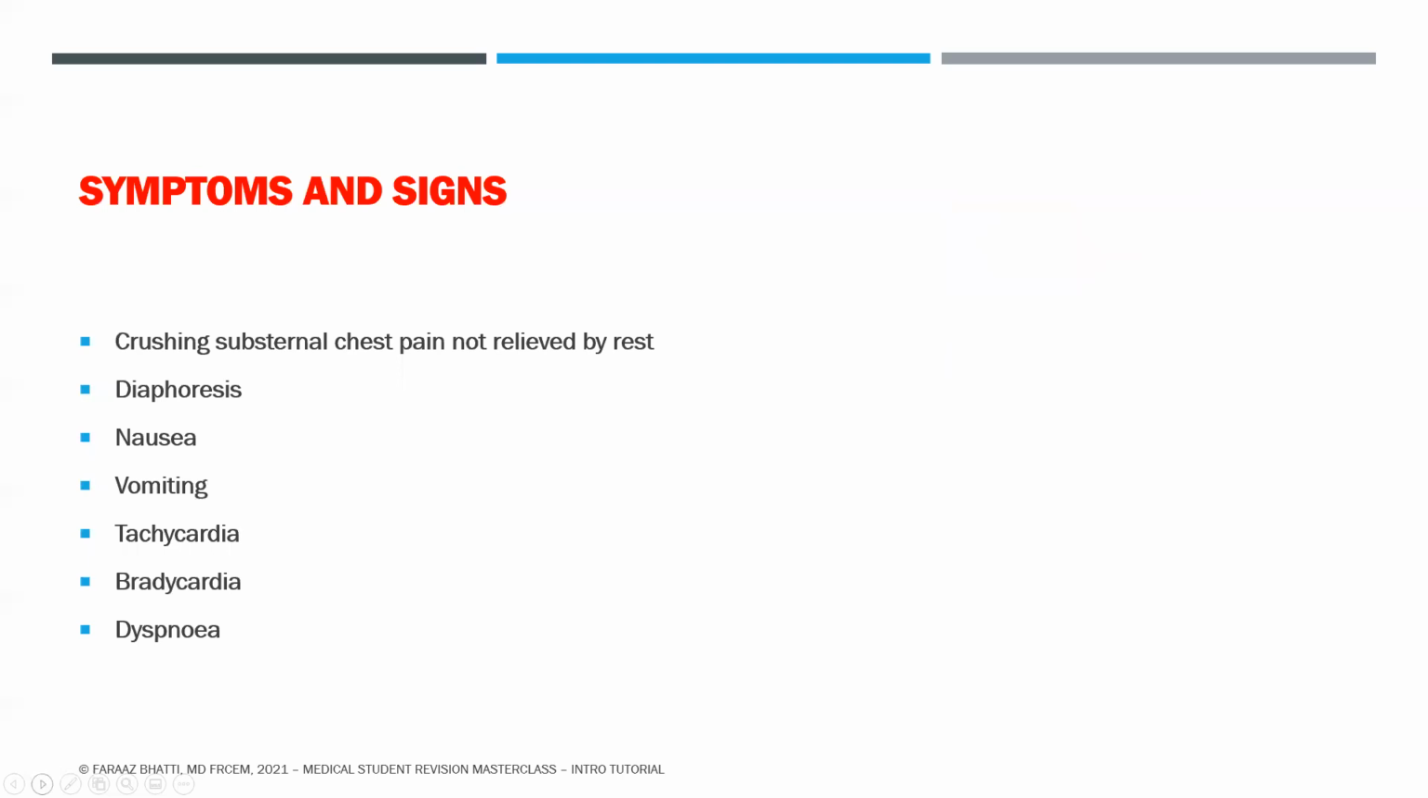Some of the symptoms and signs of a myocardial infarction include crushing substernal chest pain, which is not relieved by rest, diaphoresis or sweating, nausea, and vomiting. The patient can be tachycardic or bradycardic, and they may be short of breath or dyspneic.